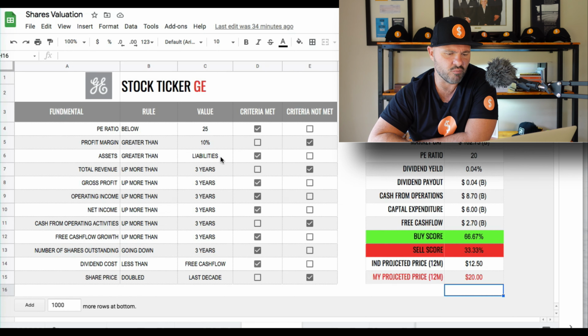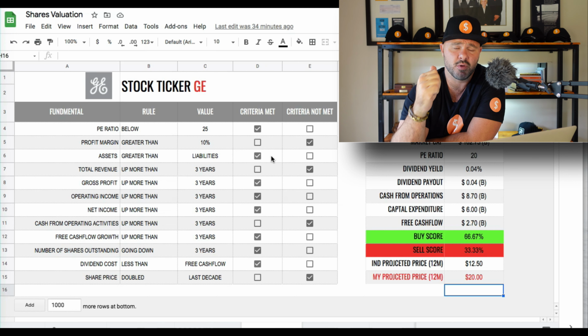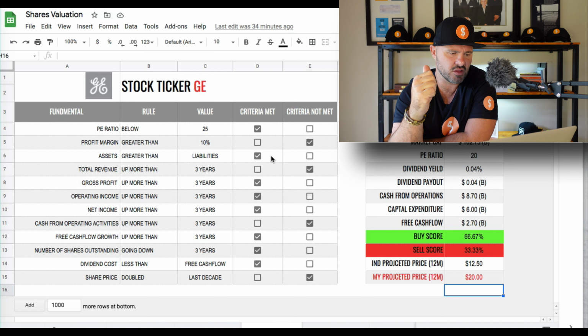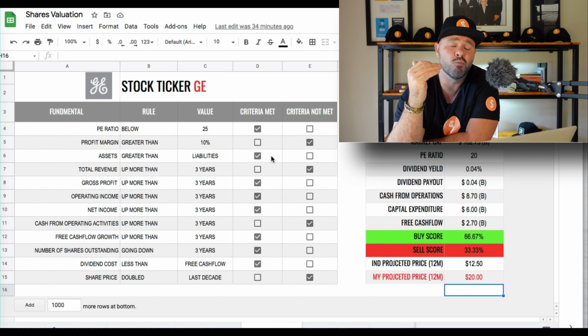So my 12-point checklist on GE: PE ratio is below 25, so they score on that front. The profit margin is just below 10%, so unfortunately they don't meet the criteria there. However, assets are greater than liabilities. The total revenue is not up for more than 3 years in a row consistently.